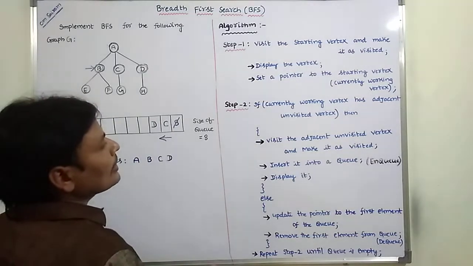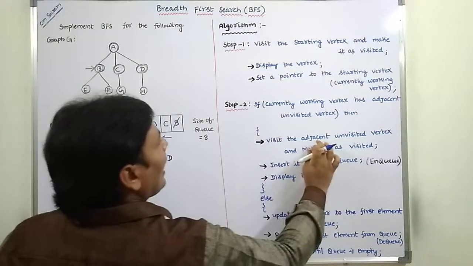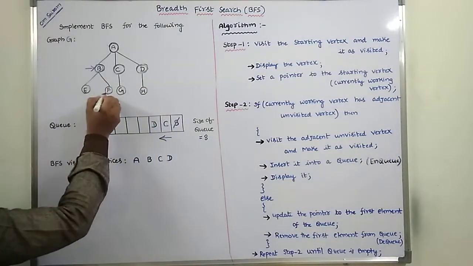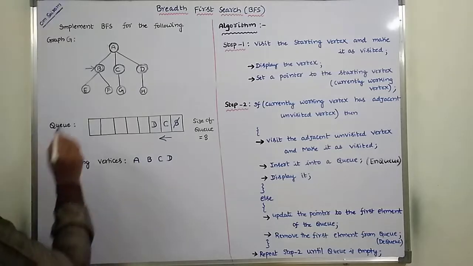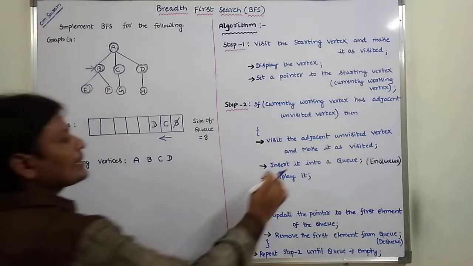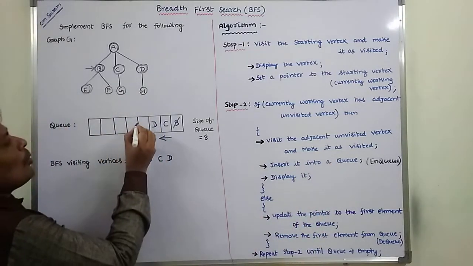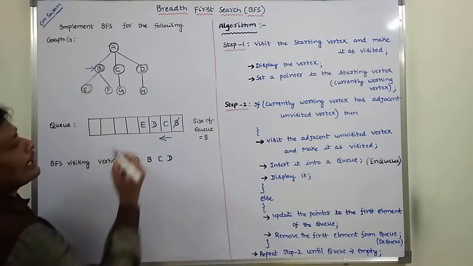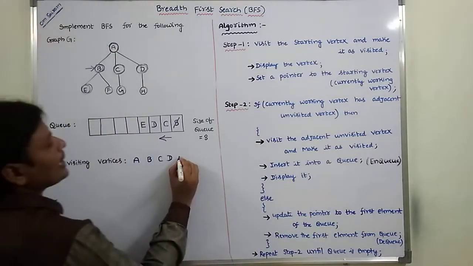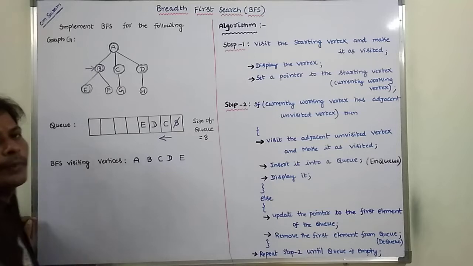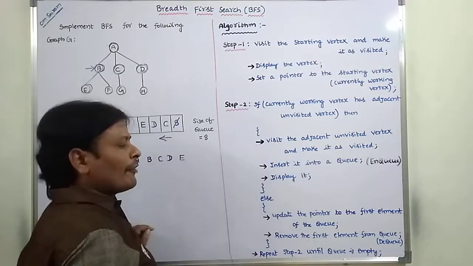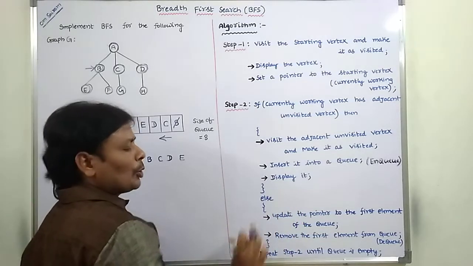Then go to the if block part. Visit the adjacent unvisited vertex. Among the 2 adjacent vertices of vertex B, we have to take vertex E. Insert into a Q. So now vertex E is inserted into the Q. Next, display it. Now we have to display the vertex E. After executing all the statements in the if block, there is no need to go to the else block.